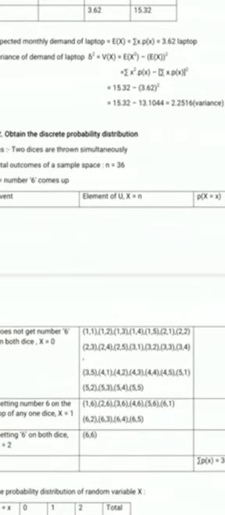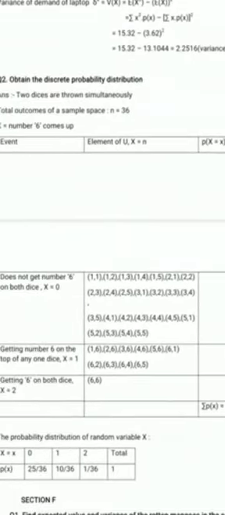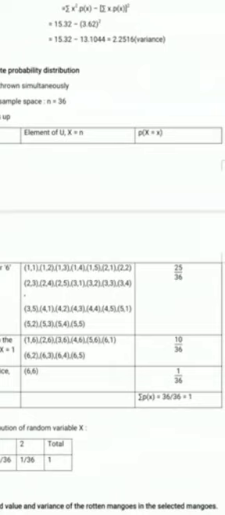Now, where we get 6 on either of the dice: 1,6, 2,6, 3,6, 4,6, 5,6, 6,1, 6,2, 6,3, 6,4 and 6,5. So when x is equal to 1, the probability is 10 by 36. And there is only one chance where we can get 6 on both the dice, when x is equal to 2. It is 1 upon 36. If you total up 25 plus 10 plus 1, we get 36 by 36. So sigma p(x) is equal to 1.